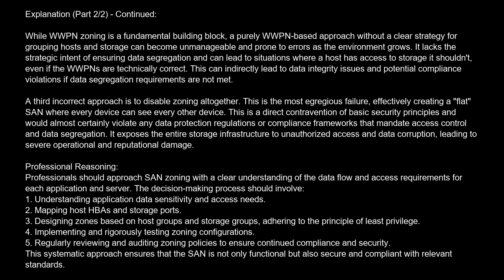Professional reasoning. Professionals should approach SAN zoning with a clear understanding of the data flow and access requirements for each application and server. The decision-making process should involve: 1. Understanding application data sensitivity and access needs. 2. Mapping host HBAs and storage ports. 3. Designing zones based on host groups and storage groups, adhering to the principle of least privilege. 4. Implementing and rigorously testing zoning configurations. 5. Regularly reviewing and auditing zoning policies to ensure continued compliance and security. This systematic approach ensures that the SAN is not only functional, but also secure and compliant with relevant standards.